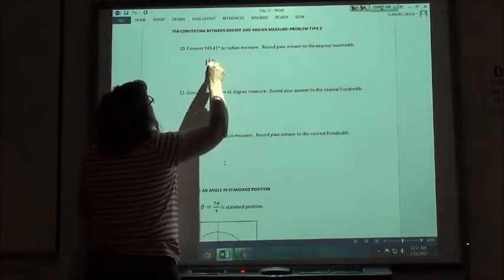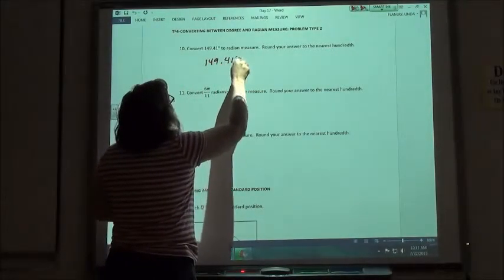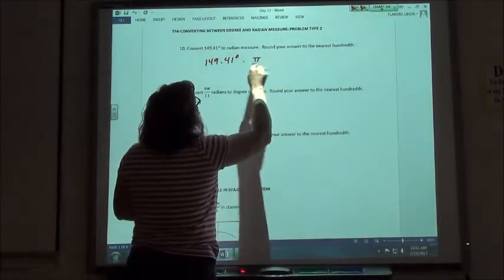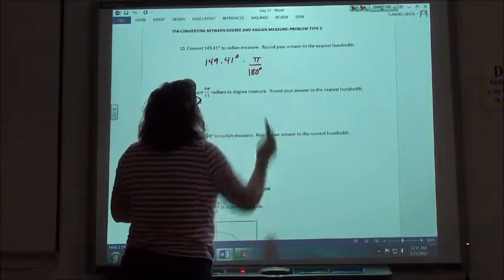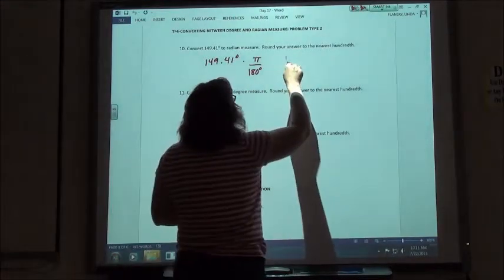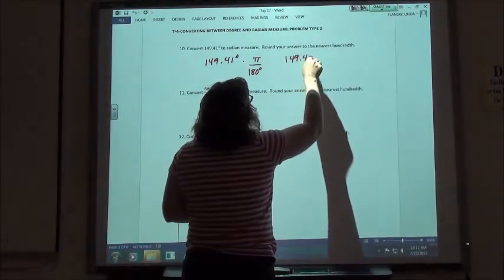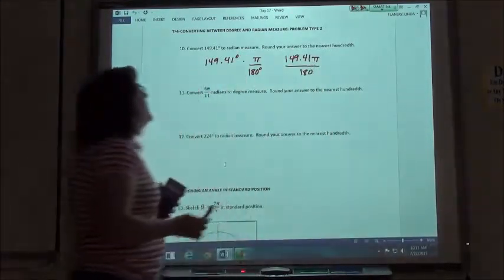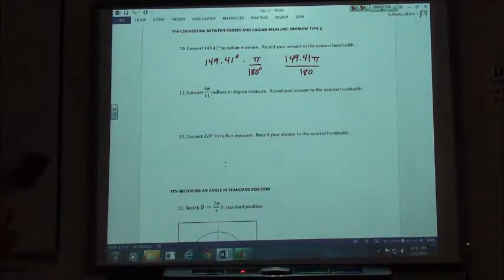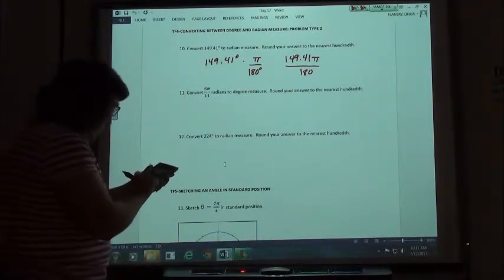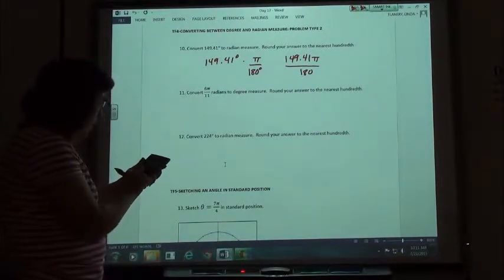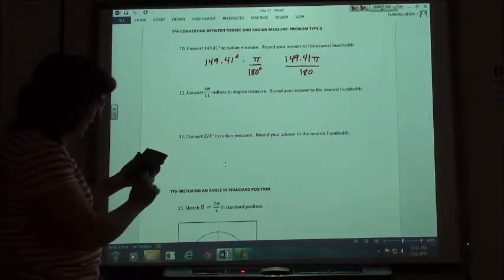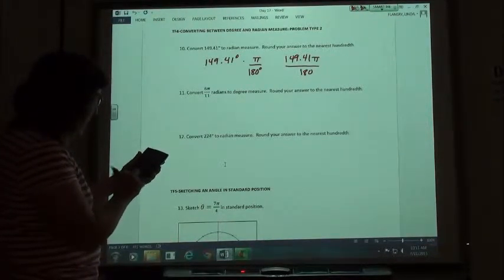If I have 149.41 degrees, in order to change it into radians, I'm going to multiply by pi over 180. So that means I have 149.41 pi divided by 180, and I'm going to put that into my calculator. Again, I'm going to use the pi button. So I'm going to put 149.41, shift the EXP button to show pi on my calculator, divide that by 180.